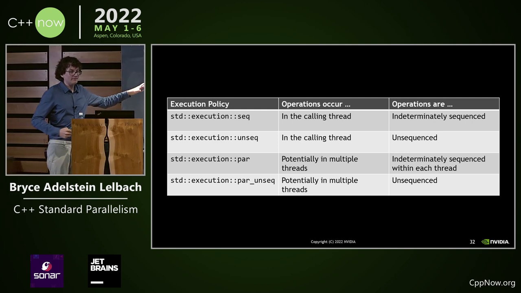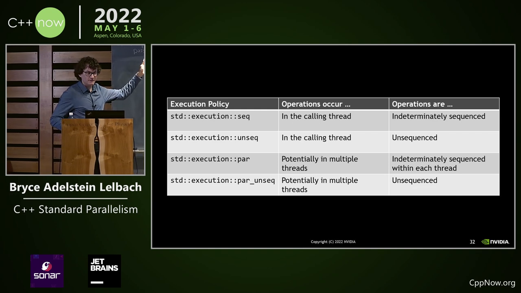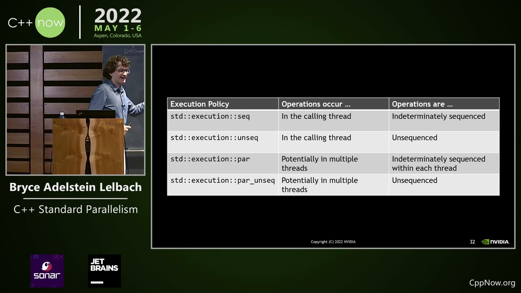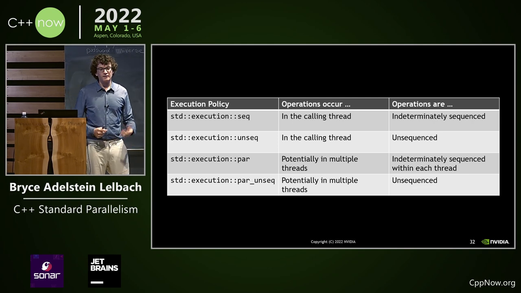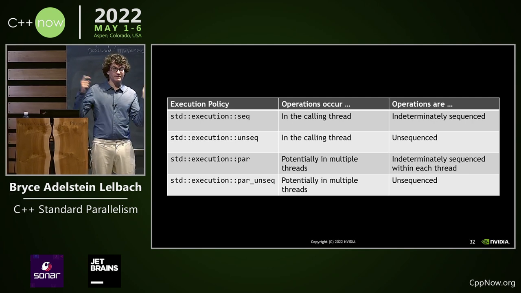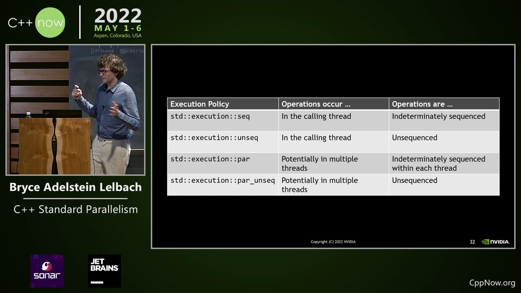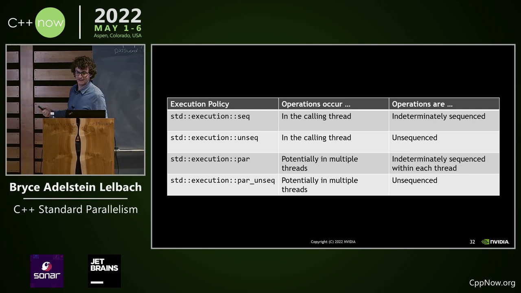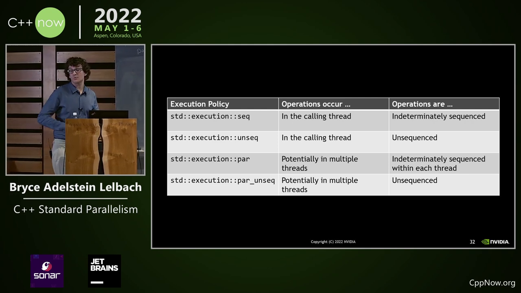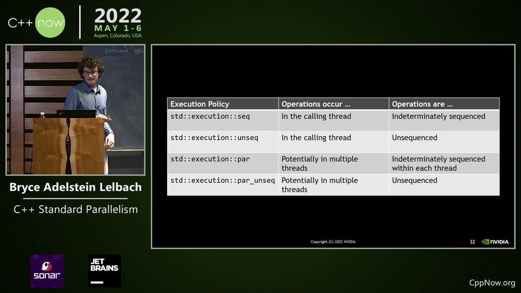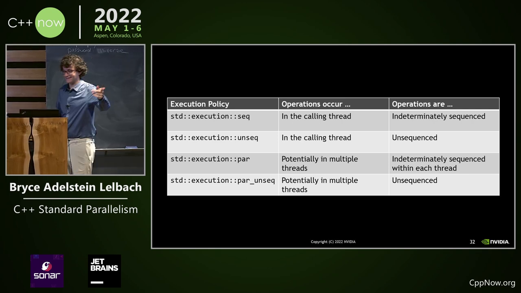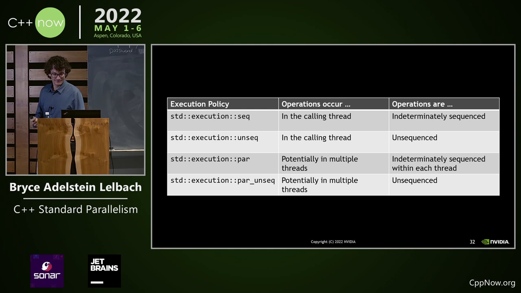If you want to learn more about the implications of these four different execution policies and how they work, go watch my C++17 parallel algorithms talk from, I think, CppCon, and I'm going to say 2017 because that seems like that would be the right year. 2016, my colleague David tells me.